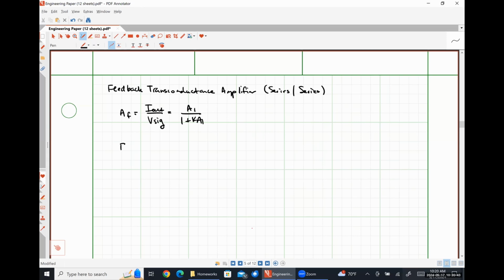My input resistance will be boosted because we have a series connection. So that's just going to be, sorry, RIF will be RI times 1 plus K A1. And R naught F will be R naught times 1 plus K A1.